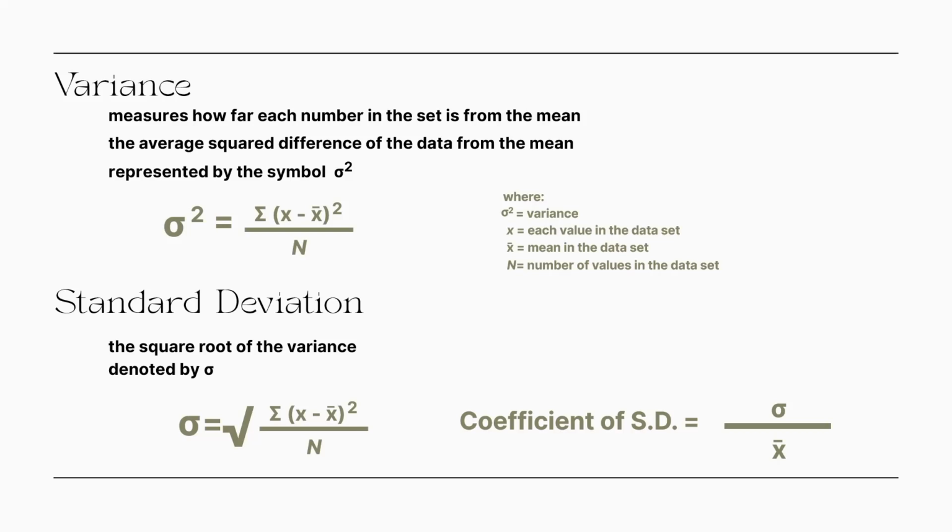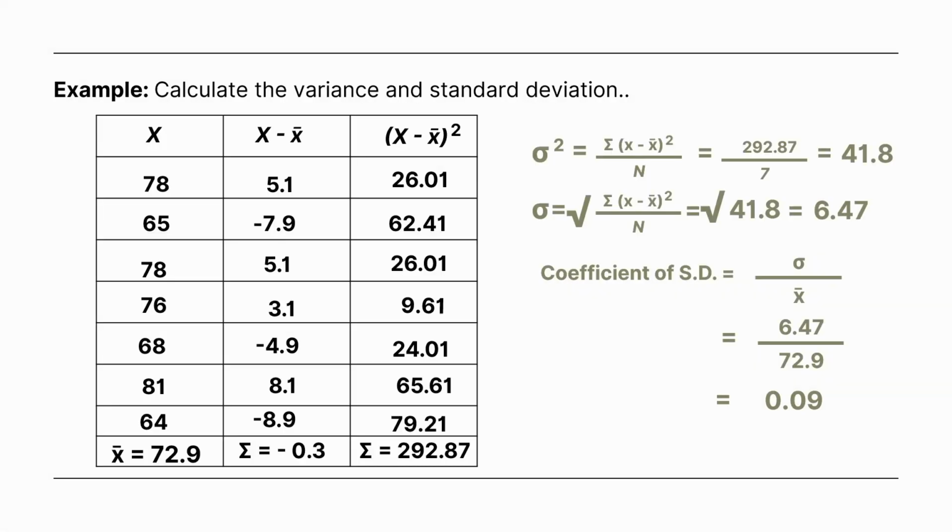As an example, the given data contains the x values such as 78, 65, 78, 76, 68, 81, and 64. Getting the mean value for this, you'll get 72.9. Then subtract the x values from the mean, and you'll get 5.1, negative 7.9, 5.1, 3.1, negative 4.9, 8.1, and negative 8.9.